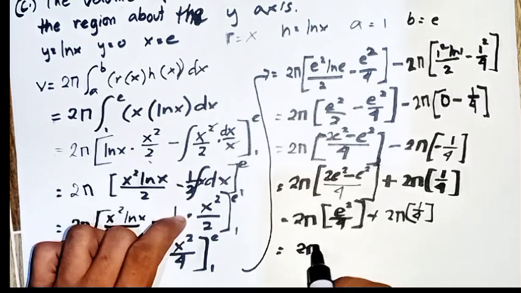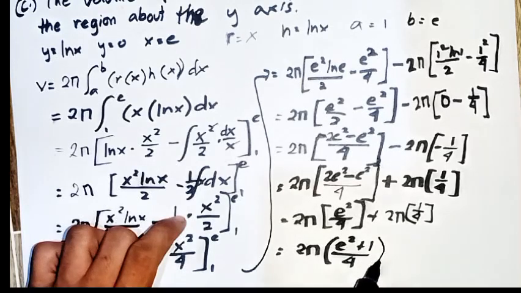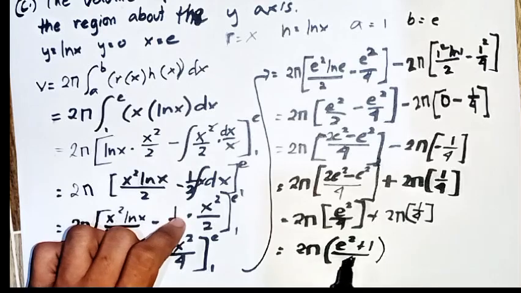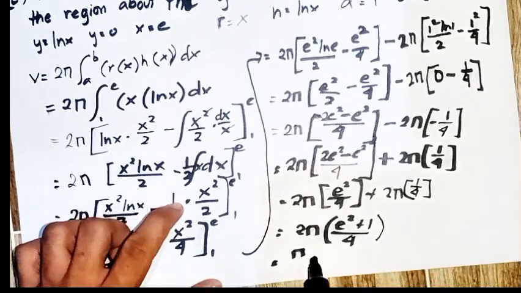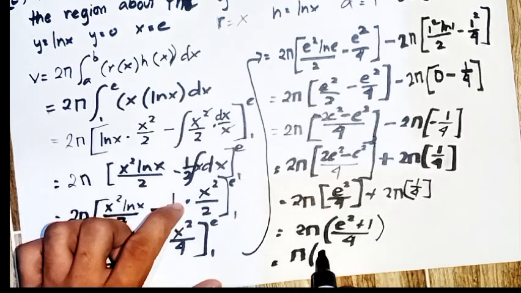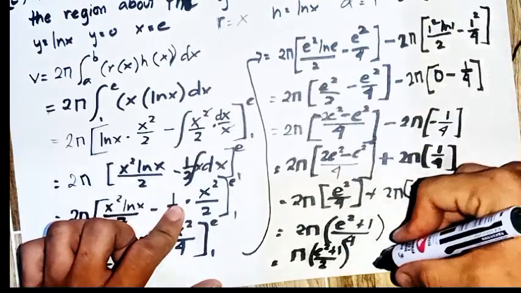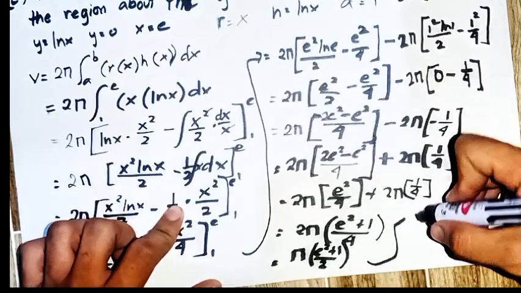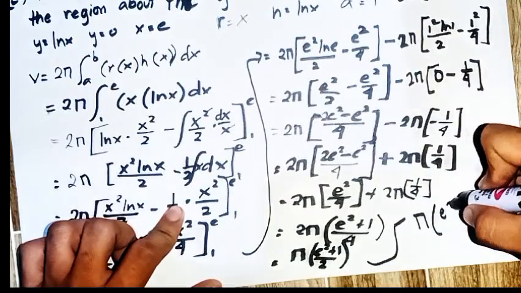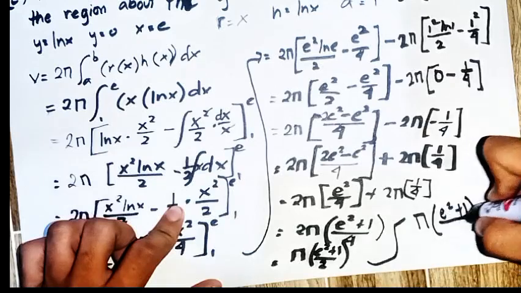So it becomes 2 pi times e squared plus 1 over 4. Since 2 pi divided by 2 pi times e squared plus 1 over 4, it becomes pi times e squared plus 1 over 2. Now this is our final answer, which is pi times e squared plus 1 over 2.